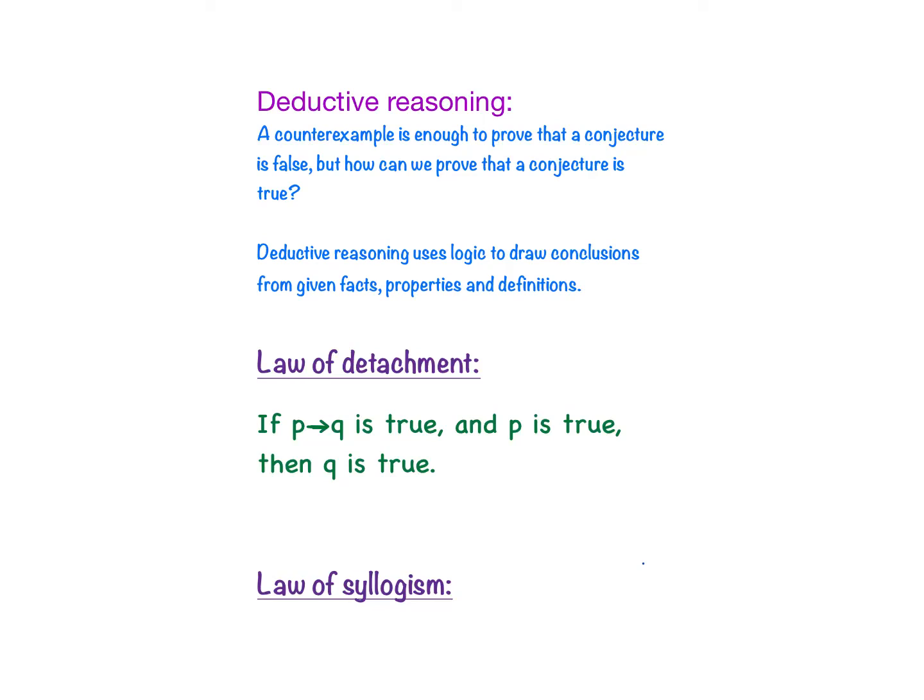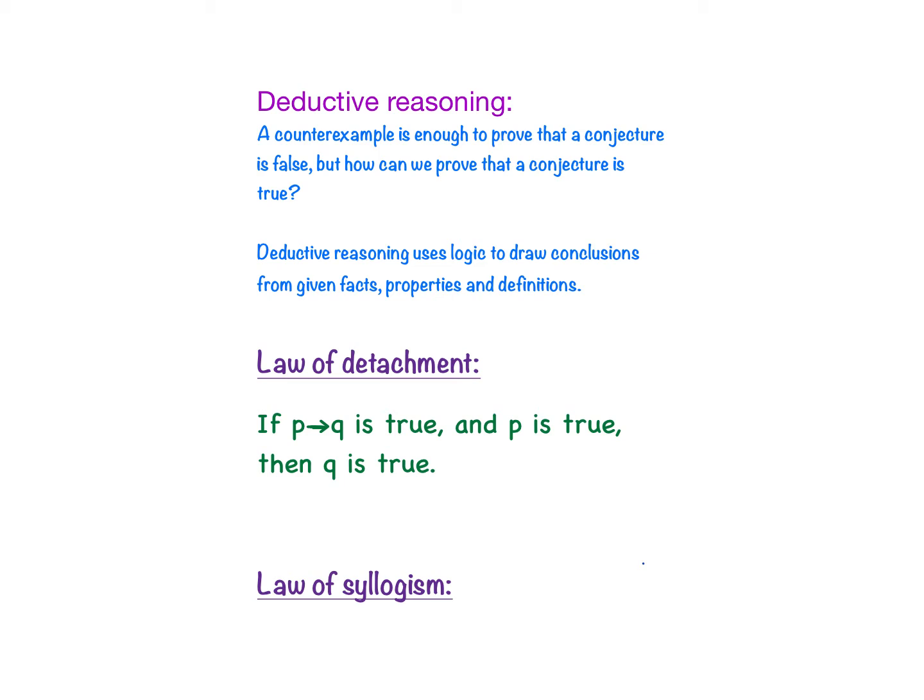Today we're going to talk about deductive reasoning. We've talked already about how a counterexample is enough to prove that a conjecture is false, but how can we prove that a conjecture is true? Deductive reasoning uses logic to draw conclusions from given facts, properties, and definitions. We have a couple of laws that we have to apply to use deductive reasoning.